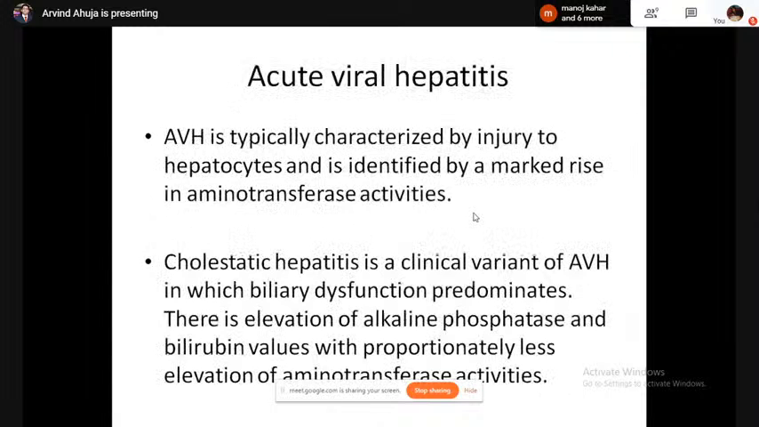Coming to acute viral hepatitis, it is characterized by injury to the hepatocytes and is identified clinically by a marked increase in aminotransferase activity. Here, AST and ALT will be markedly raised, whereas bilirubin and alkaline phosphatase will be slightly raised. Cholestatic hepatitis is also a clinical variant of acute viral hepatitis in which biliary dysfunction predominates, and it is characterized by elevation of alkaline phosphatase as well as bilirubin, while AST and ALT are less raised as compared to the alkaline phosphatase and bilirubin.